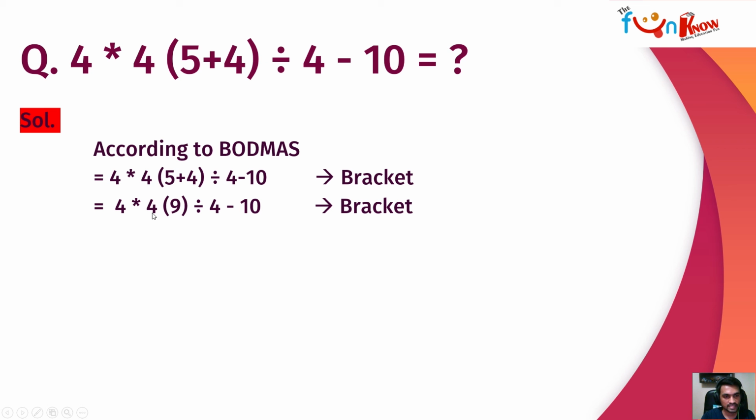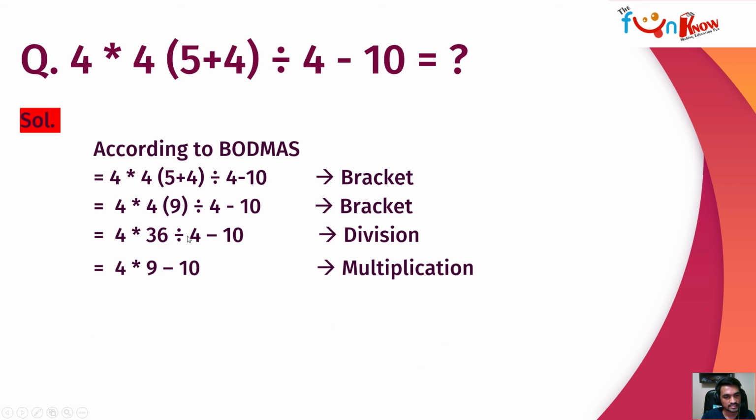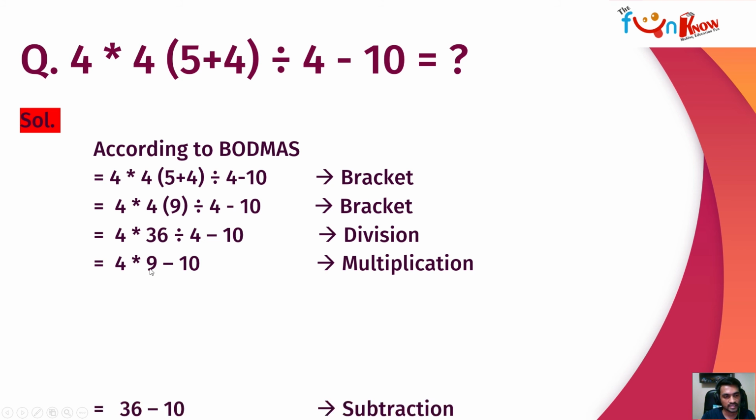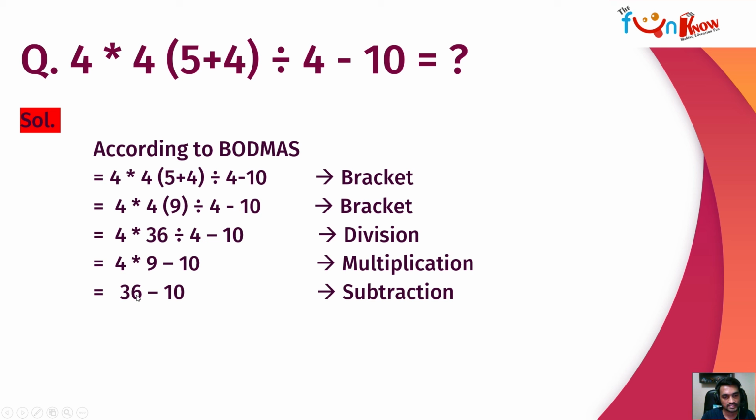So first we multiply this with this number. 4 multiplied by 9 gives you 36. Now brackets are gone, so you can start with division, because there are no orders here. The 36 divided by 4 gives you 9. Now we move ahead to multiplication. 4 multiplied by 9 gives you 36. Now there is no addition, so we move ahead and now there is subtraction. So 36 minus 10 gives you 26.